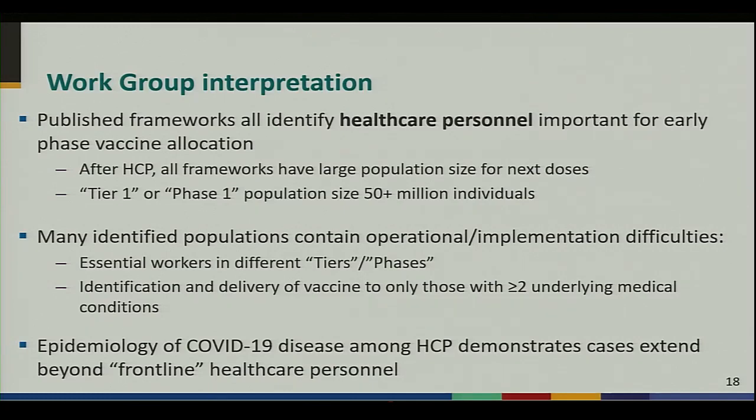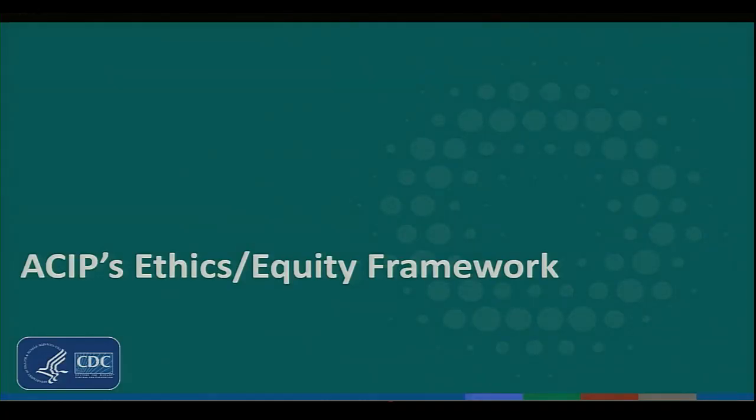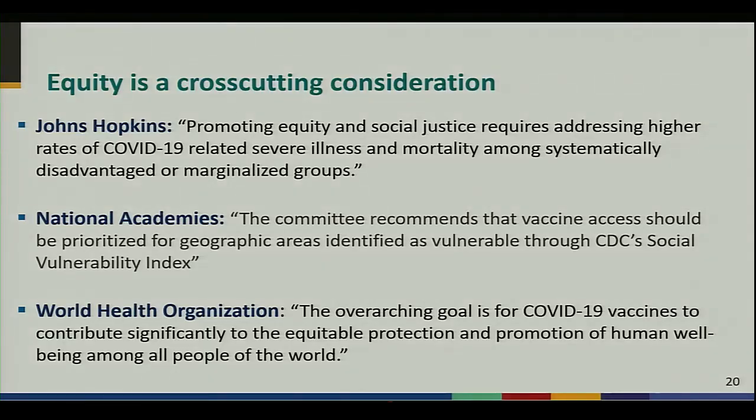And finally, both frameworks separated out frontline healthcare personnel from other. However, the epidemiology of COVID-19 disease among healthcare personnel demonstrates that cases and risk of disease extend beyond only frontline healthcare personnel. Next slide. Using input from these prior frameworks, ACIP has worked to develop their proposed ethics and equity framework. So I'll lay out this proposed framework next.